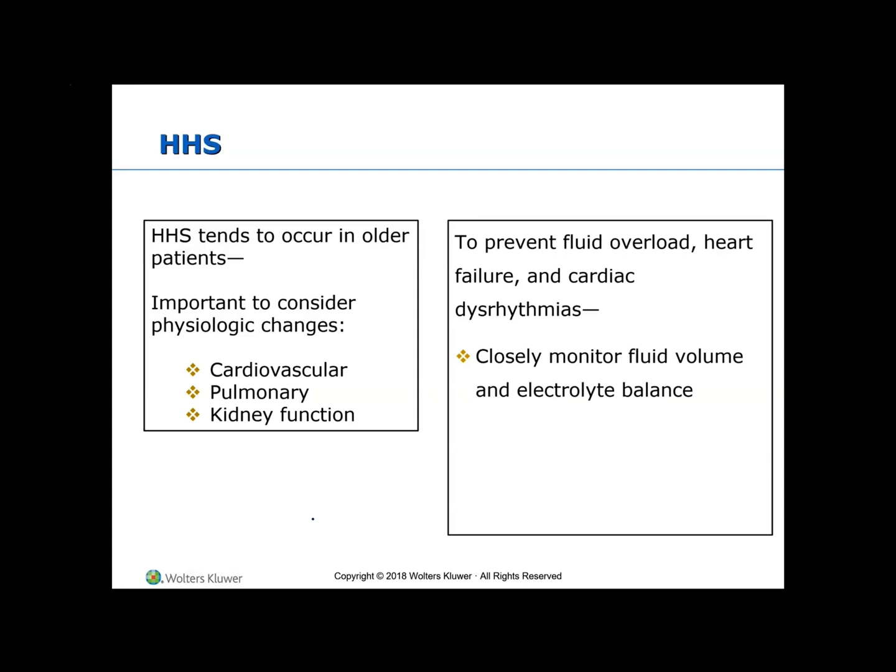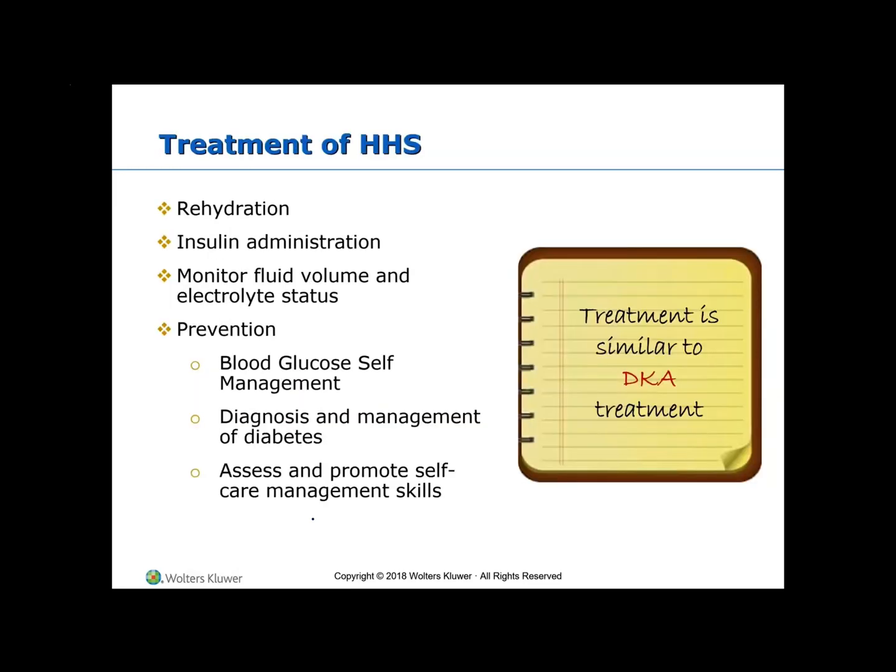Important things to consider are cardiovascular, right? They're going to have more cardiovascular problems, pulmonary problems, and kidney function issues. You're going to have to monitor fluid volume and electrolyte balances closely. But the number one trick is rehydration. Generally, there's going to be some insulin administration, monitoring fluid status, and then teaching the patient to check their blood sugars, diagnosis and management of diabetes. The treatment is similar to your DKA, right? You're going to assess and promote skills to take care of them at home.